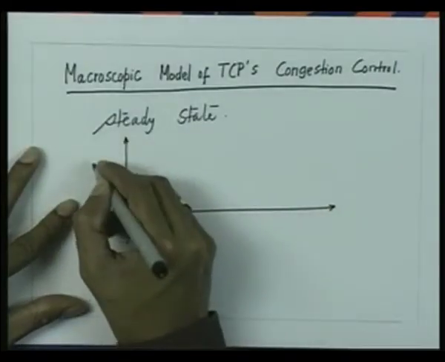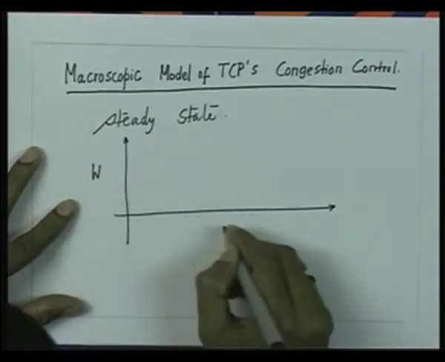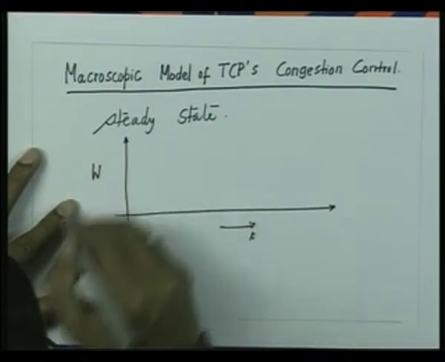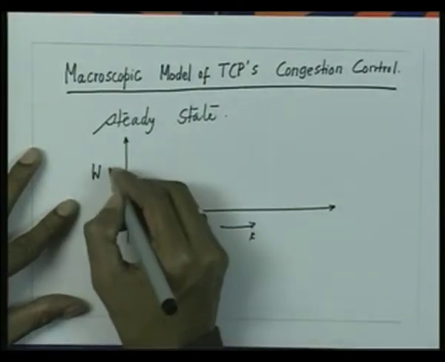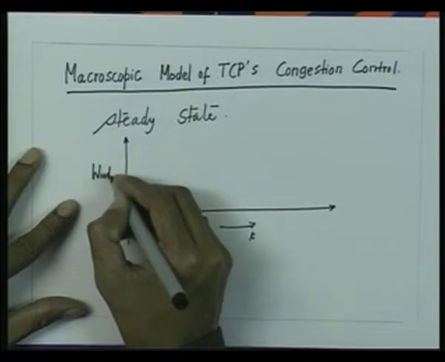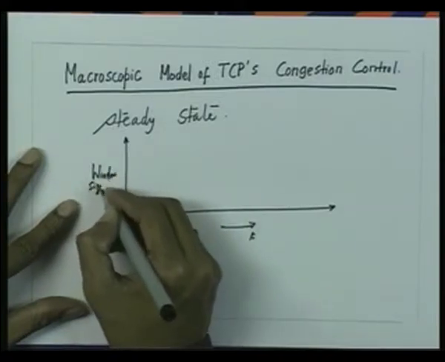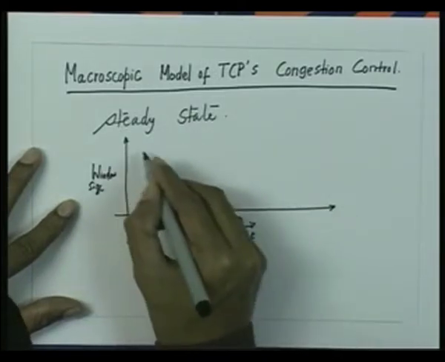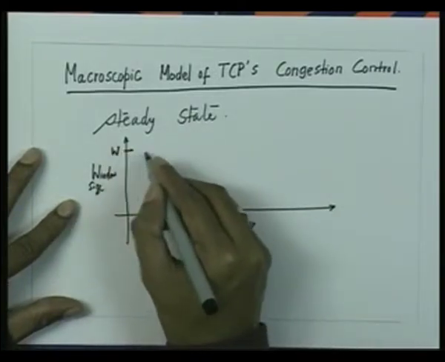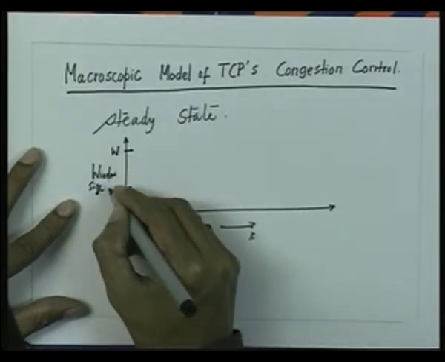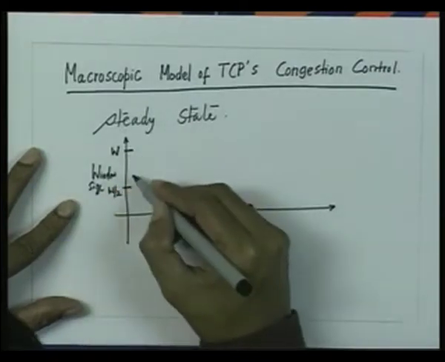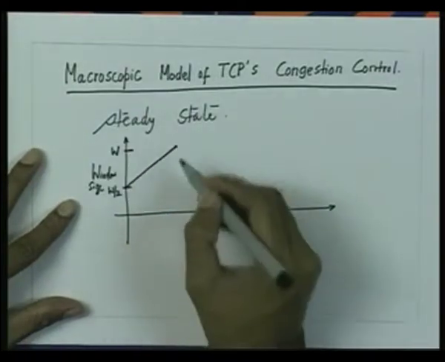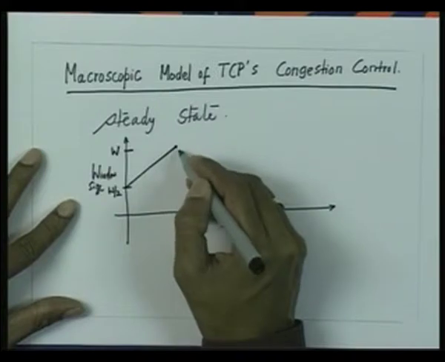So here is a window size W, and here is a time T. So what we are saying is, this is the change in the window size. Let us say that the window size where the packet loss occurs is W, and therefore you start from W by 2 in the steady state, you go up to W, a packet gets lost here, and therefore you drop the window size to half.